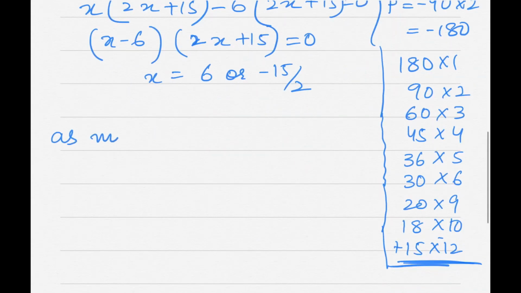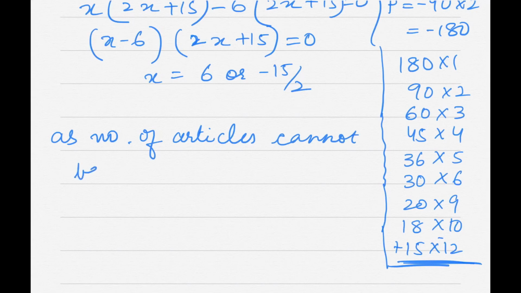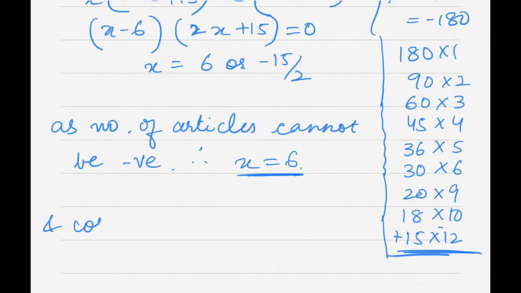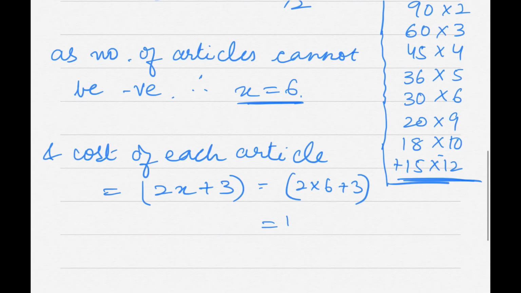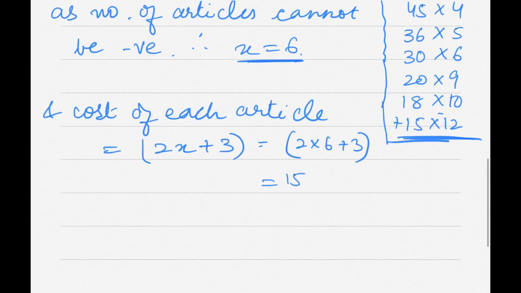So as the number of articles cannot be negative, therefore x is equal to 6, and the cost of each article is equal to 2x plus 3. So this is equal to 2 into 6 plus 3. So this gives me 12 plus 3. So it was equal to 15 here, right? So I have got my 15.